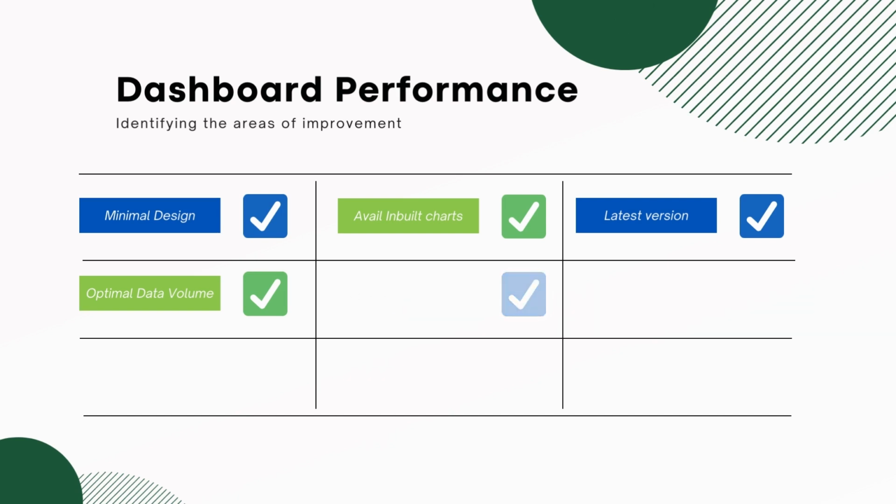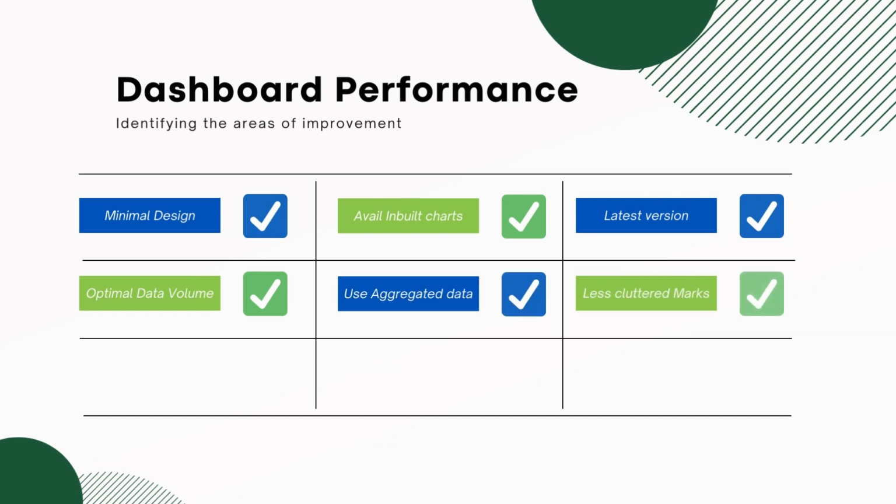Try to use less cluttered marks. Don't add every field to your marks card. Rather, only add what is really needed. Use extracts. Extracts are also a great way to reduce the size of your data, and make sure that a hyper extract is created behind the dashboard when the dashboard loads.